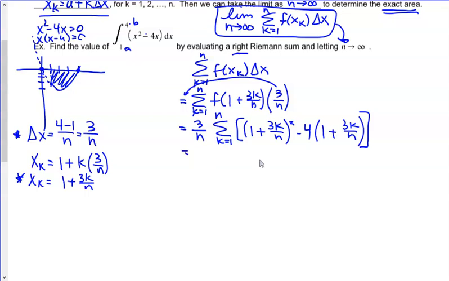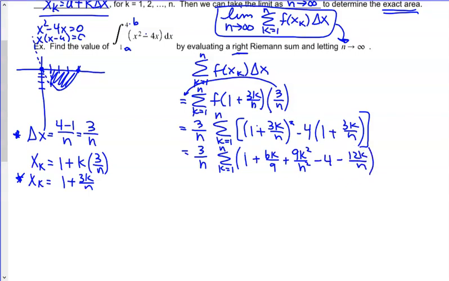The first thing I'm going to do is FOIL this. Write this out twice and FOIL if you have to, or if you know the pattern, by all means, do the pattern. That's what I like to do. So the pattern of a quantity squared is you square the first to get 1. We multiply these and double. So 1 times this is 3k over n. Double 3k over n gives me a 6k over n. And then I'm going to square the last, and I have to square all pieces. So I get 9k squared over n squared. Then I'm going to distribute my 4. So I'm going to get a minus 4 minus a 12k over n.